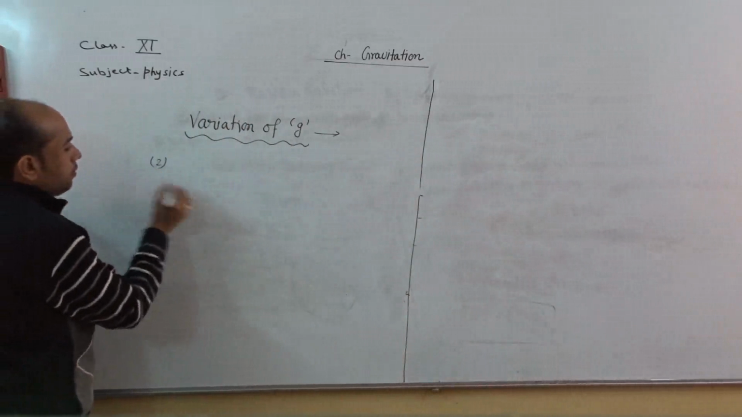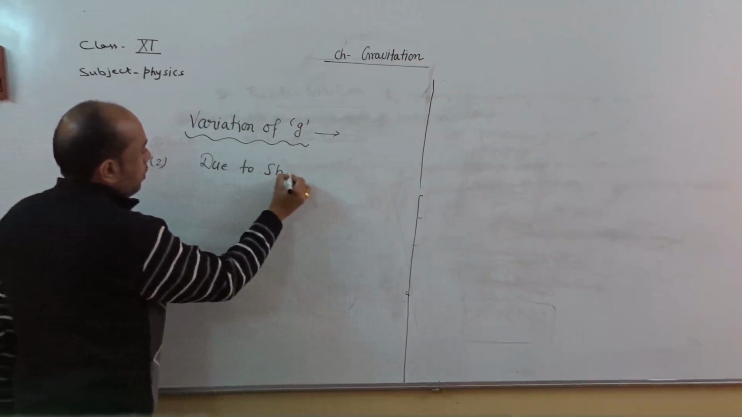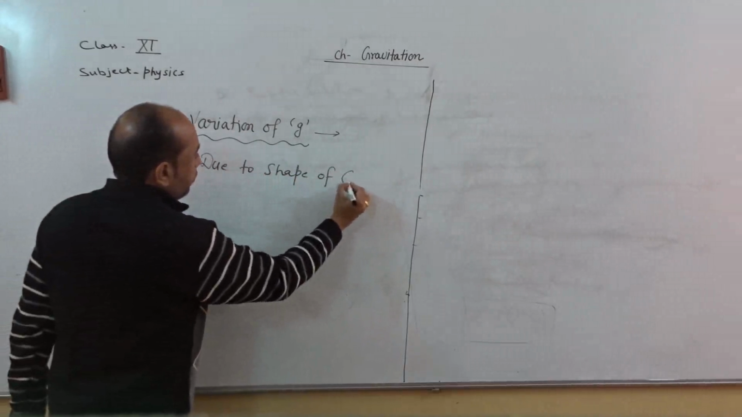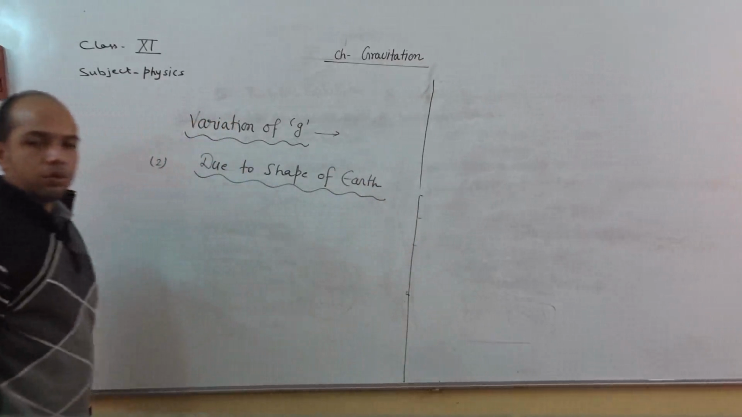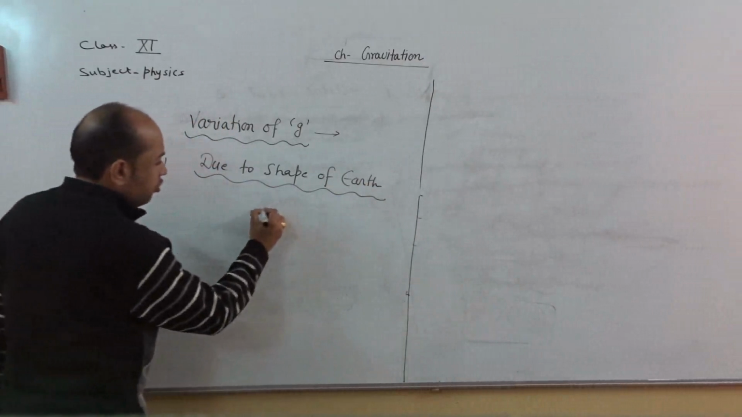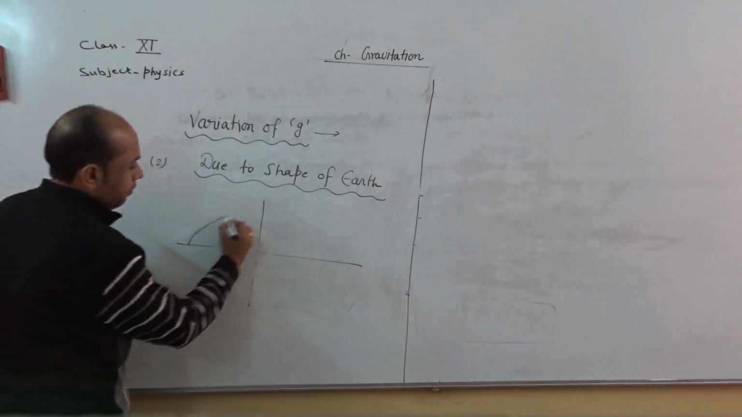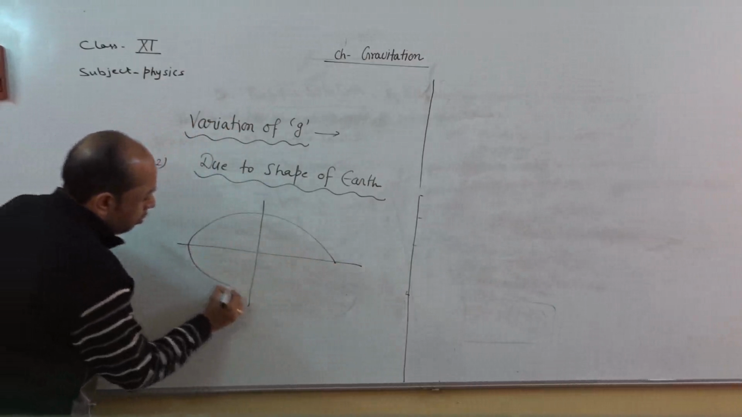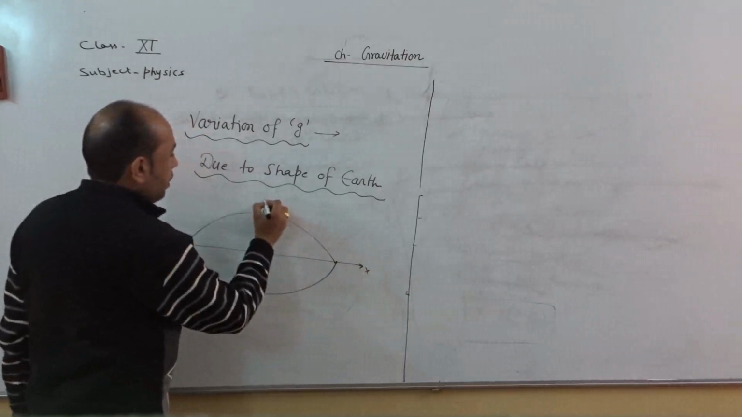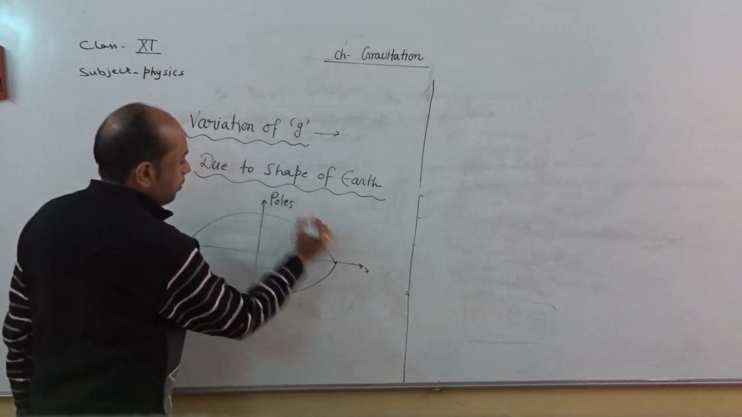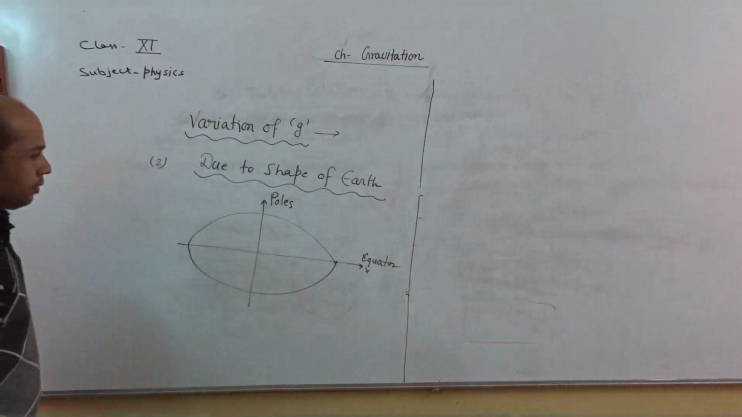Second case we take here, due to the shape of earth. So actually we know our earth is in the shape of an ellipse, but for calculation purposes we take a sphere. Actually it is an ellipse or oval shape, and in an oval shape obviously if we compare the poles and equator part, the equator distance is more as compared to the poles.